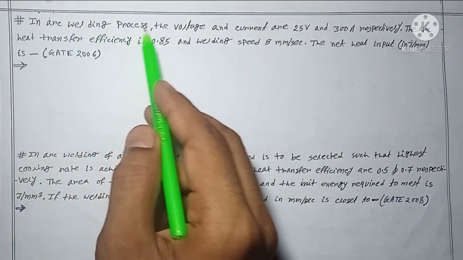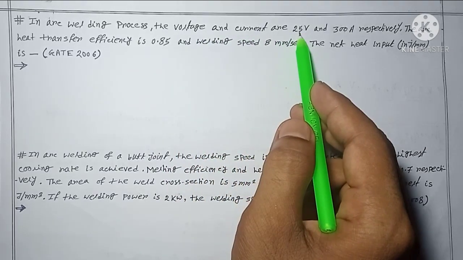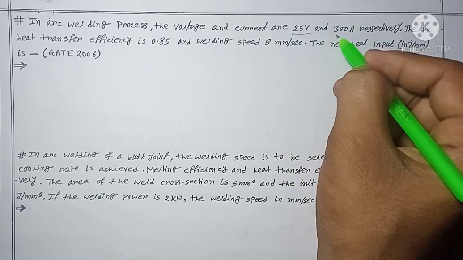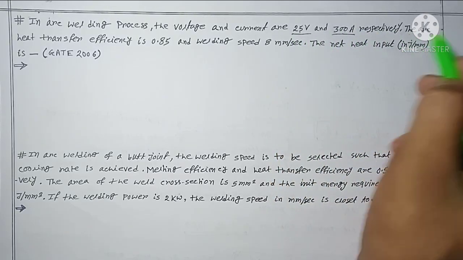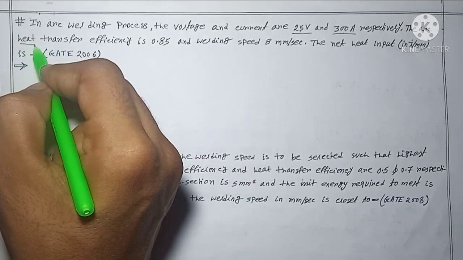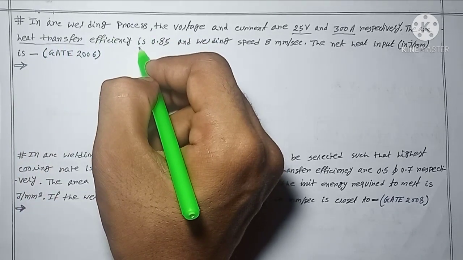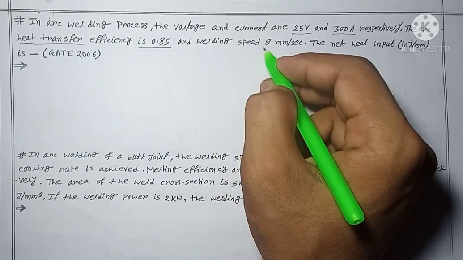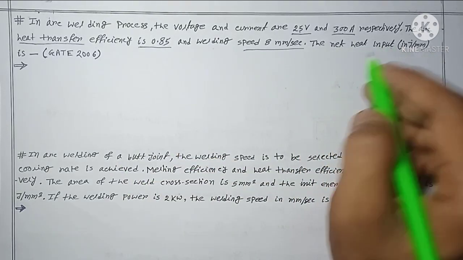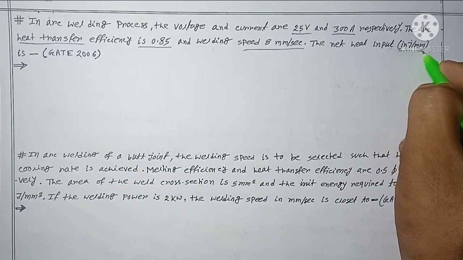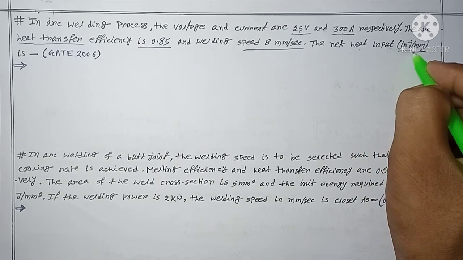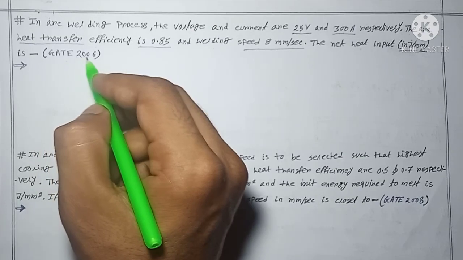In an arc welding process, the voltage and current are 25 volt and 300 ampere respectively. So they have provided the voltage and current. The arc heat transfer efficiency is 0.85. Which efficiency is it? Heat transfer efficiency, and the value is 0.85. Welding speed is also given, 8 mm per second. The net heat input we have to find out, and please observe the unit, joule per mm. This question was asked in GATE 2006.